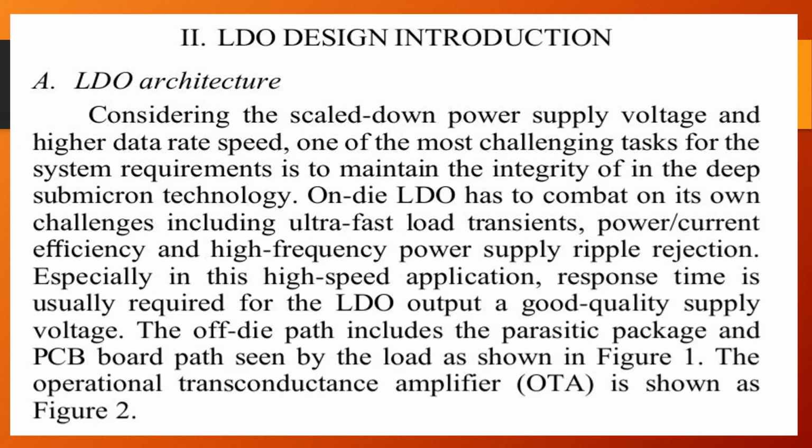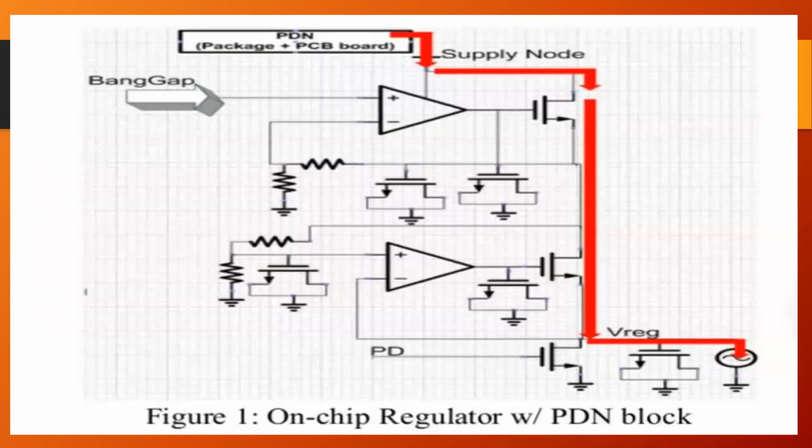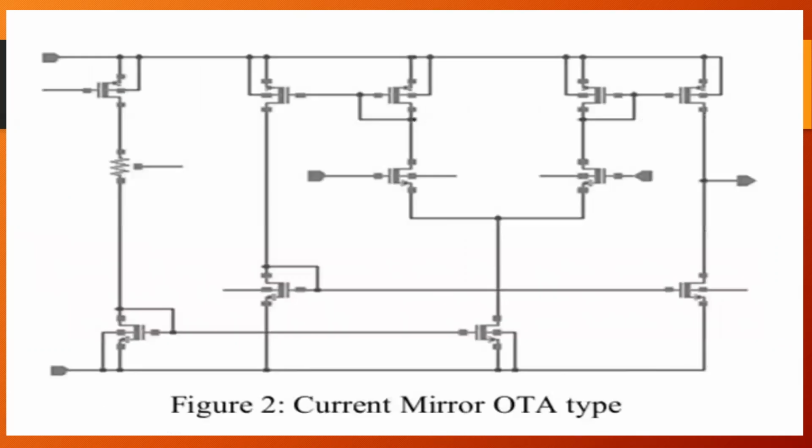The off-die path includes the parasitic package and PCB board path seen by the load, as shown in figure 1. The operational transconductance amplifier (OTA) is shown in figure 2. This is figure 1, the on-chip regulator PDN block. We can see the bandgap, package plus PCB board, supply node, etc. This is a current mirror OTA type.